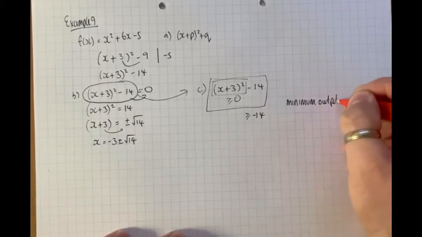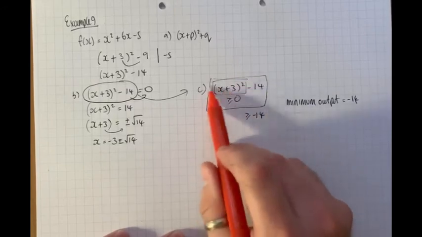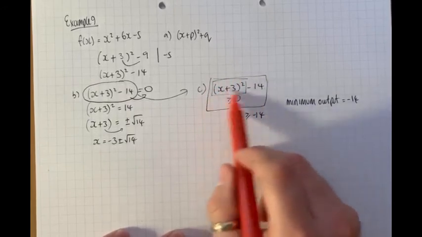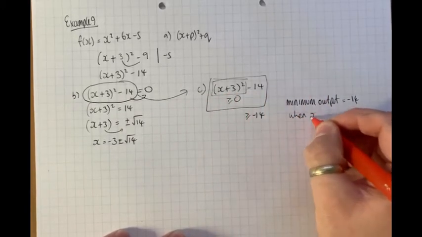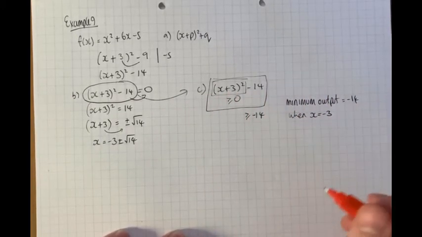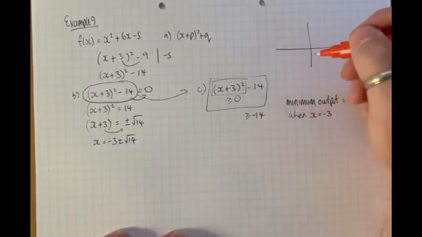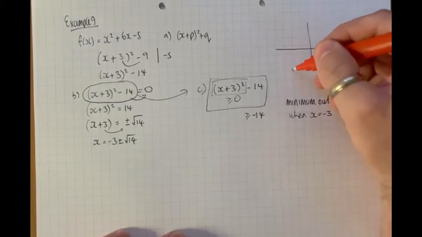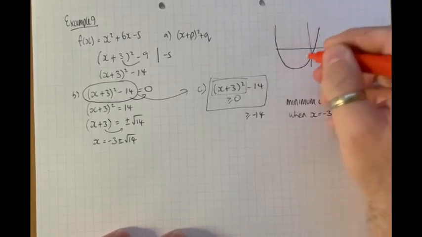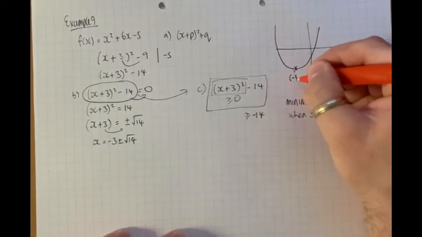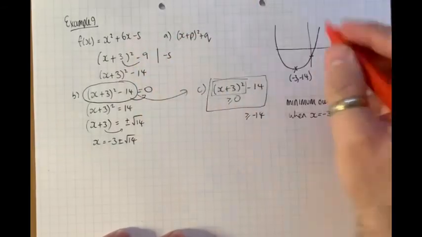Minimum output equals minus 14, and that occurs where this bracket is equal to 0, the smallest output value that bit can take, and that's going to occur when x equals minus 3. Now if we wanted to look at that graphically, you're going to have a minimum point at minus 3 on the x-axis, minus 14 on the y-axis. So the graph would look something like so. It's just a quadratic, and you would cross the y-axis at minus 5.